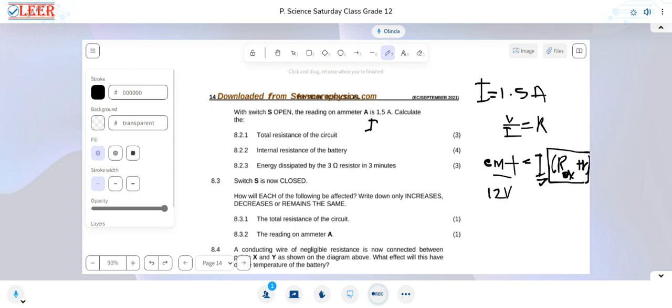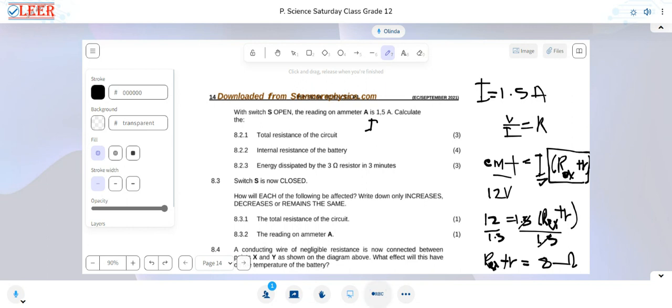Okay, so then we're just going to put everything. We're going to say 12 is equal to 1.5 times (R external plus R internal). Therefore, we're going to divide everything by 1.5. These cancel out. So R external, which is our total resistance, plus R internal is equal to 8 ohm. Okay, so that's how we're going to calculate total resistance.